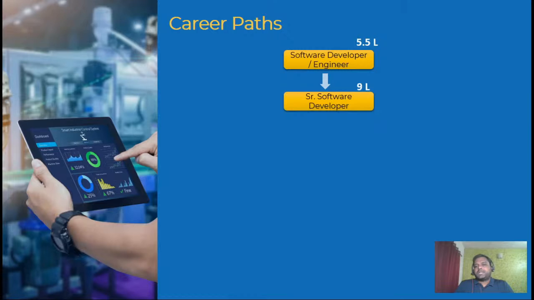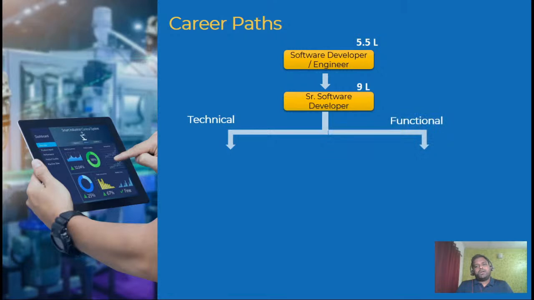So everyone starts with the software developer or software engineer role, and then you try to move up to a senior software engineer role, or some people call it a tech lead as well. Post this particular role, people have a choice. You either want to get into the technical side and build up your technical career, or you want to move to the functional roles.